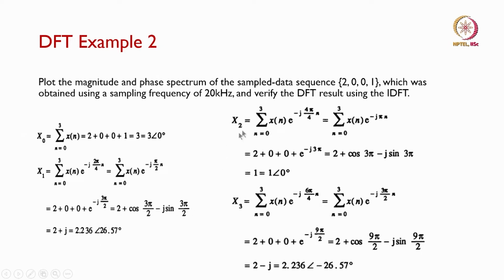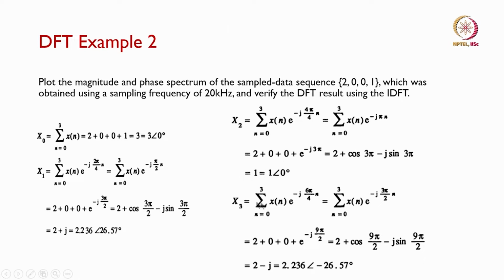Now calculate X of 2 in the next stage. Here also you will see that 3 components are left out. It is going to be e power minus j 3 pi, so it is going to be cos 3 pi minus j sin 3 pi. This comes out as minus 1, and the j term is 0. So it becomes 2 minus 1, which is equal to 1. It is also 1 at an angle of 0 degrees.